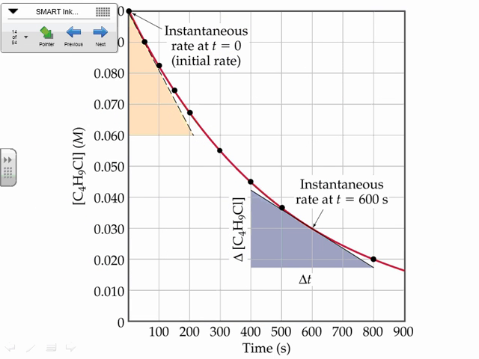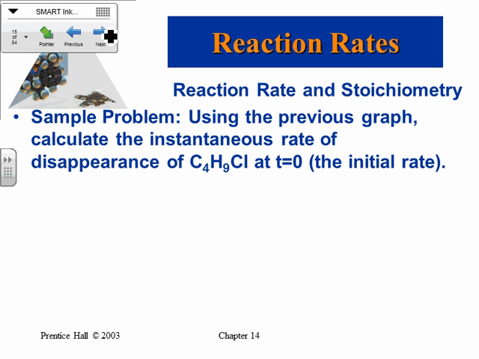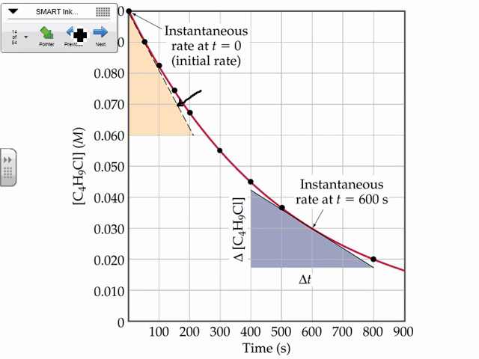So for example here, the instantaneous rate at time 0, the initial rate, would be very hard to actually calculate unless you use the slope of the tangent line. And the slope of this tangent line, this dotted line right here that they have drawn, is going to tell you your instantaneous rate at any given point. I think the next thing it asks us to do is, using the previous graph, calculate the instantaneous rate of disappearance at t equals 0.